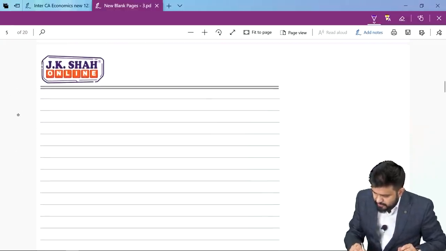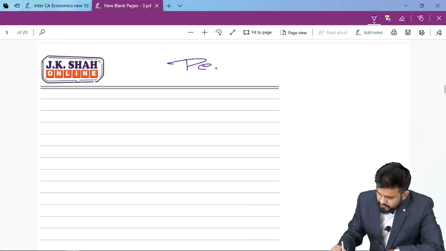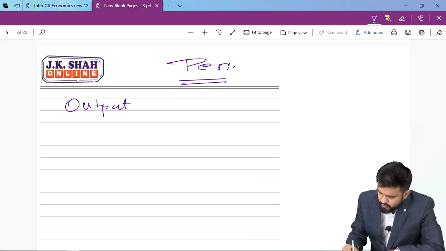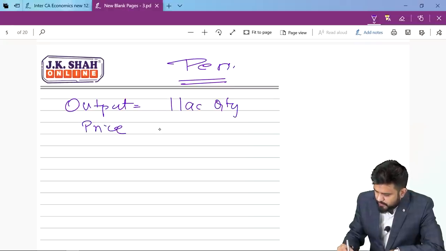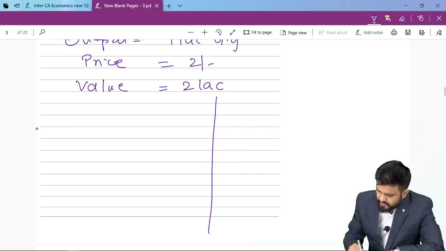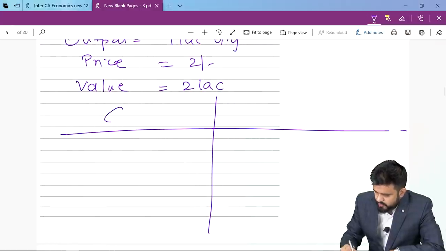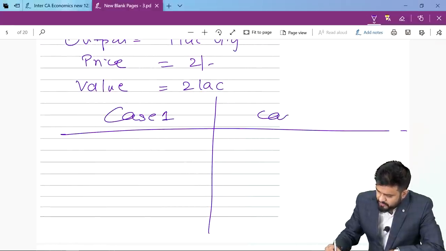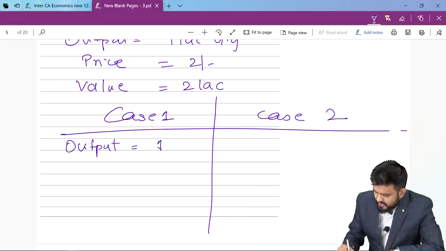Just a small example to help you. Say example, pen is produced, output produced is 1 lakh quantity. Price per pen is 2 rupees, then the value will be 2 lakh. Now case 1 and case 2, if I tell you, this is case 1, case 2. Say example, output remains 1 lakh.